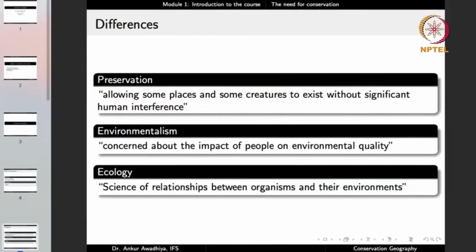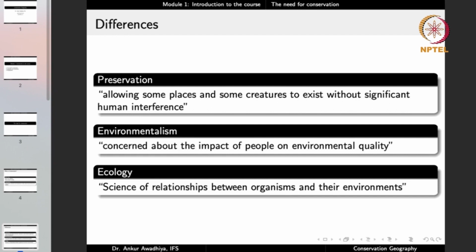But at the same time, in certain cases, preservation is not going to help us achieve our objectives. Because in cases where the habitats are already extremely degraded, if we went for preservation, we will not permit any human interference, and in that case we will not be able to restore the environment back to a good state. So in such situations, conservation also becomes important, and we will have to let go of preservation. So preservation, meaning allowing some places and some creatures to exist without significant human interference, may be necessary in certain situations, but not all. And it is very different from conservation.